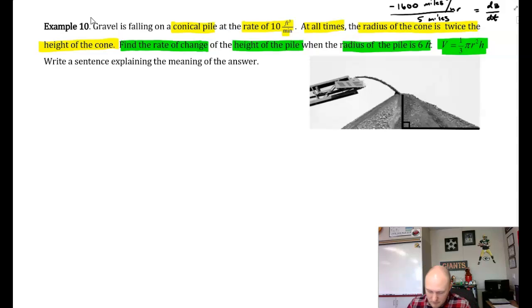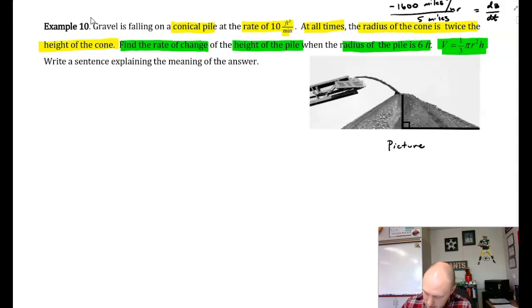Okay, so first of all, I need to have a picture. I have a picture, and gravel is being thrown onto this. And then, they say the radius of the cone is twice the height.